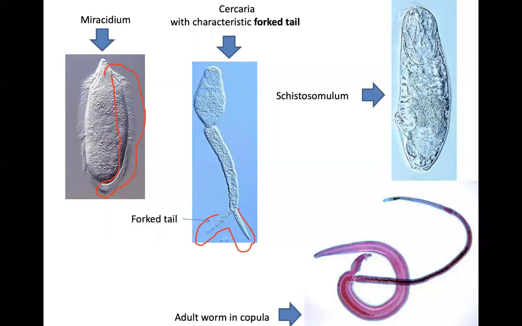And this is another one, which is schistosomulum. It's the downward stage of this parasite. And then when they're adults, this is a typical male and female adult having sex. So that's why you call adult worm in copula. In copula means that they're having sex. So they're copulating. So this is male and female adult schistosomes in copula. This is what you have.